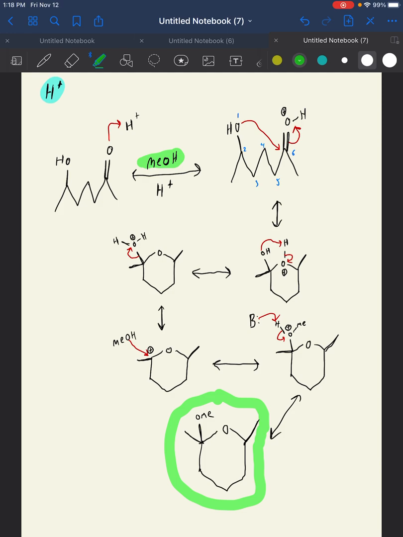It's kind of hard to explain without following that mechanism, and I will label each one of these steps so you can follow along. 1, 2, 3, 4, 5. And the only reason it's not OH for this cyclization with the H+ is because we do have that MeOH there. So there is going to be an OMe, or it could be EtOH, or any of the protic solvents like that, or alcohols, I should say. But that is the mechanism.